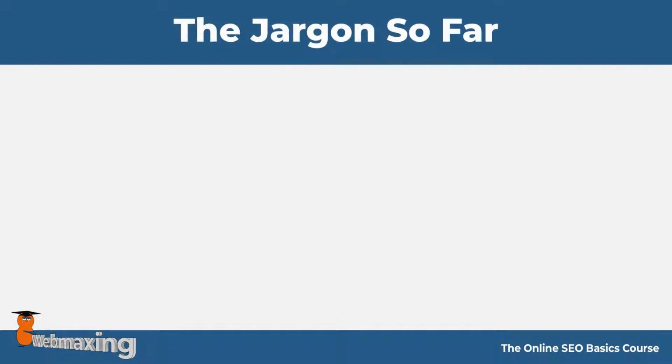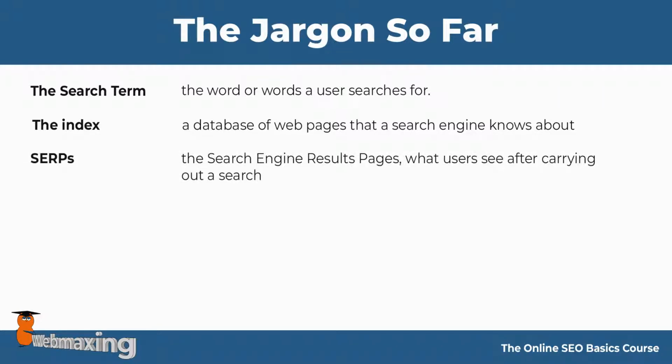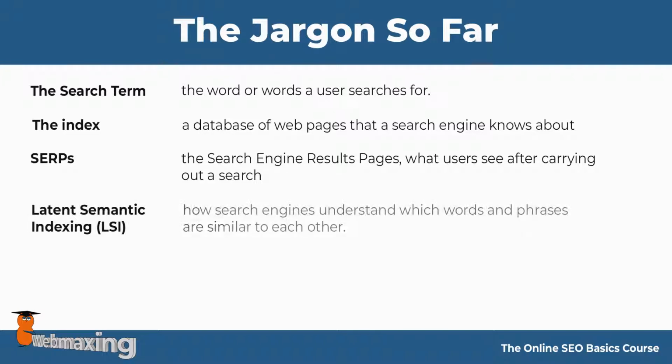But before we move on, we've come across a great deal of jargon in this video, so let's recap it. The search term, the word or words a user searches for. The index, the database of web pages that a search engine knows about. SERPs, the search engine results pages, what users see after carrying out a search. Latent Semantic Indexing, or LSI, how search engines understand what words are similar to each other, and even what phrases are similar to each other.